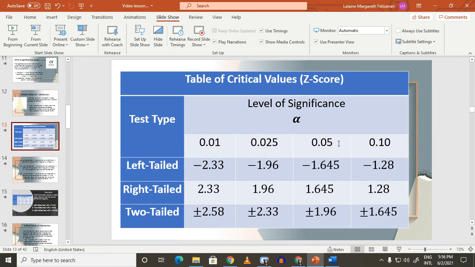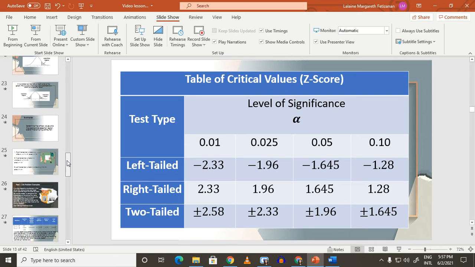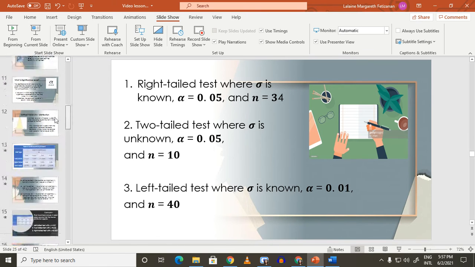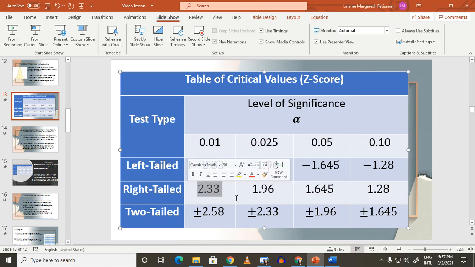Alpha is 0.05. Okay, this one. Z distribution, anong sabi niya? This is one-tailed or two-tailed. Importante yon, yung type of test. So, right-tailed, one-tailed test siya. Right-tailed, alpha is 0.05, so 2.33.